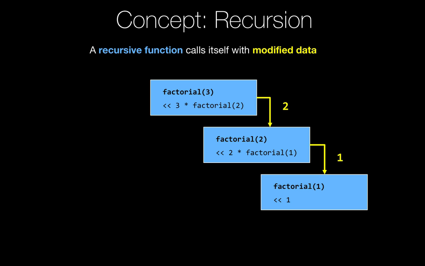But remember, the factorial of 1 is just 1. And as we work our way back, we pass 1 up, we do 2 times 1, and that's 2. And we pass the 2 back, and we say 3 times 2, and that is 6, which gives us our answer.